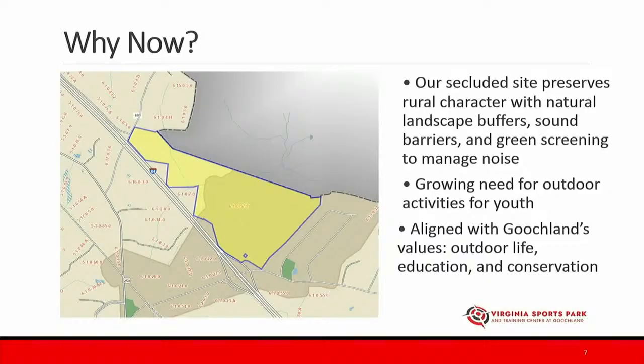So utilizing the existing tree lines, the vegetation, the barriers, is going to be very important. We're not looking to clear cut this land. We're going to selectively put these stands, and we're going to utilize the existing vegetation. There's, like I said earlier, a growing need for the activities for the youth as well. And this definitely aligns with Goochland's values of outdoor life, education, and conservation.